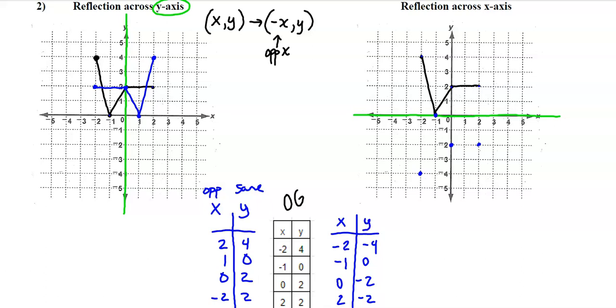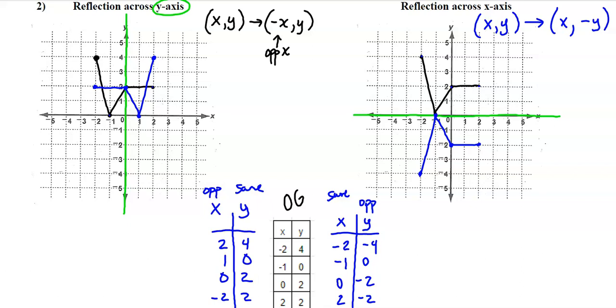This time, all of our numbers that were the x value stayed the same. The left-right didn't really change. Everything just changed position on the y's, and they became opposites. So in this situation, x's stayed the same, y's became opposite. So when you're reflecting across the x-axis, for every point (x, y), the x is going to stay the same, and you're going to have the opposite of the y value.